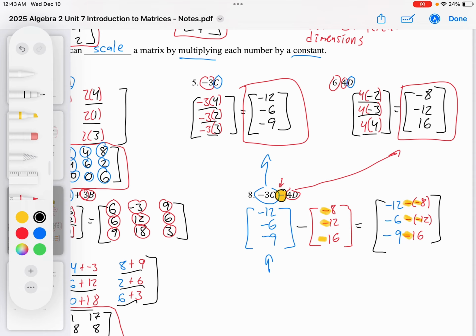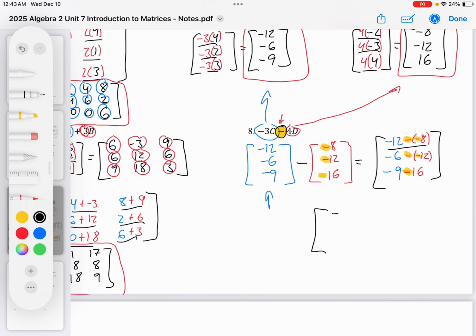Okay, so we can just go through and do these subtractions. -12 minus -8 is -4. -6 minus -12 is 6. And then -9 minus 16 is -25. And so this is our final matrix once we combine these scaled matrices.